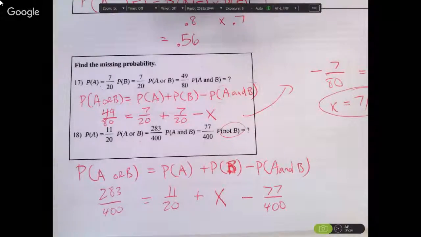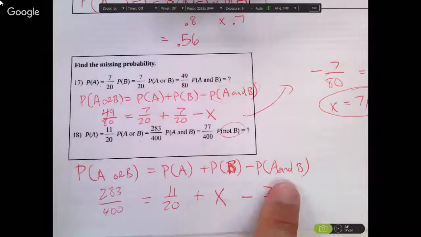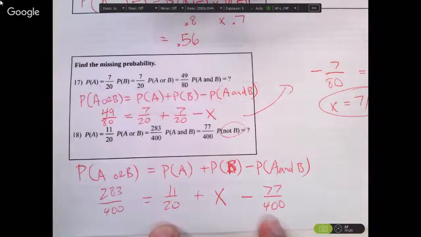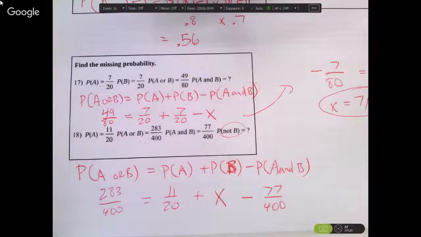So I just called it B. I'm going to solve for the probability of B. You subtracted A and B, but you don't know what B is, so why'd you name it 77 over 400? Because this is the formula, which is just given to us. Okay, so 283 divided by 400. And I'm going to subtract this and add this to that number. So it's minus 11 over 20 plus 77 over 400.